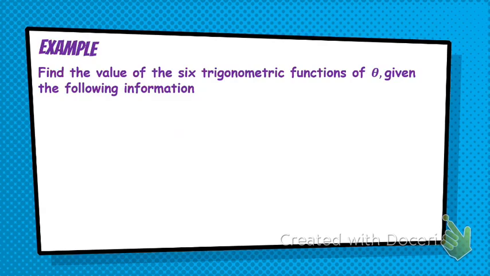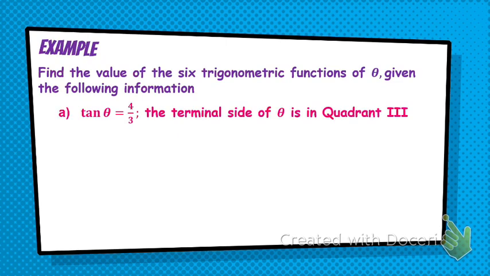All right, so find the value of the 6 trig functions of theta given the following information. Tangent of theta equals 4 over 3. The terminal side of theta is in quadrant 3. So this is not talking about the unit circle. This is just talking about, like, our radius does not have to be 1 here. So I'm going to go ahead and sketch out a right triangle in quadrant 3.